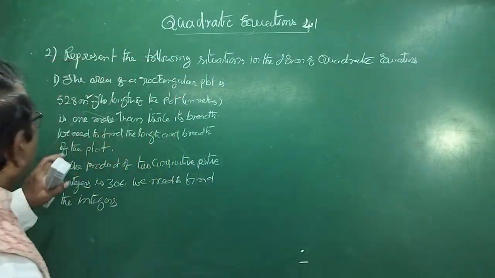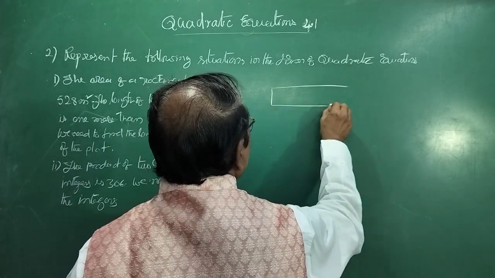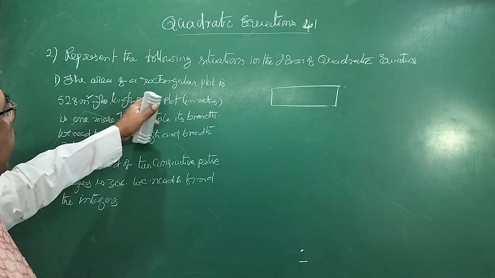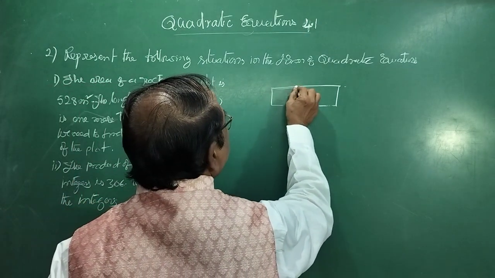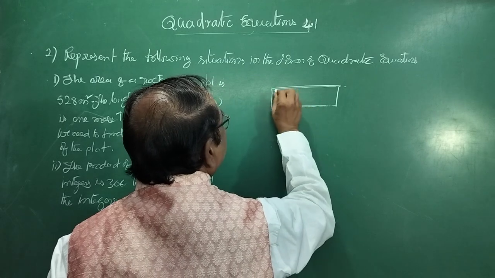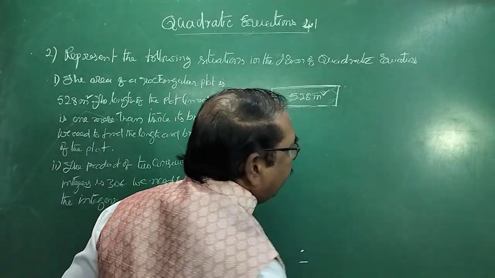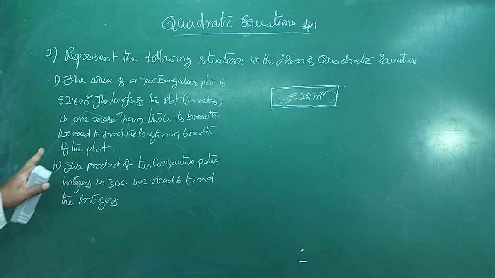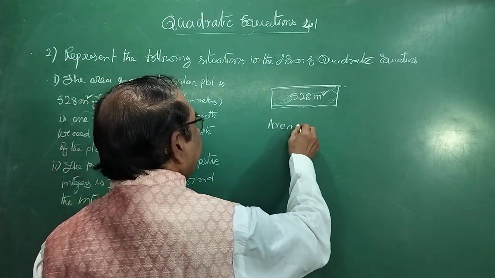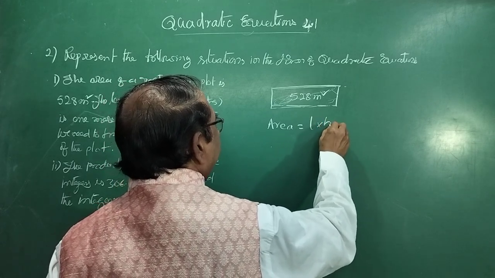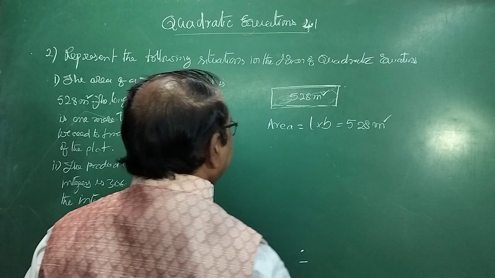Let us write. First one, the area of the rectangular plot. One rectangular plot is there. Suppose the area of the rectangular plot is 528 meters square. Always area will be in square meters. How do we get the area? You know, the area rule is, area is length into breadth. The area, 528 meters square, is given.